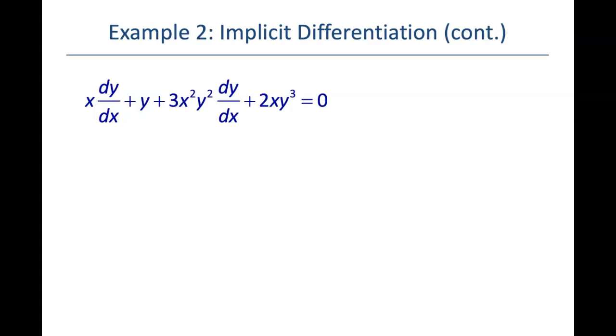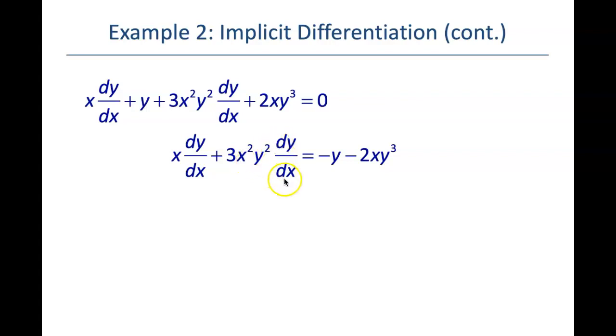All right, so now we're here, and I think we just rewrote it. Okay, nice. All right, so x dy/dx plus 3x squared y squared dy/dx equals, and then they just took these terms that weren't related to dy/dx over here to the right-hand side, because we're going to start solving for dy/dx.